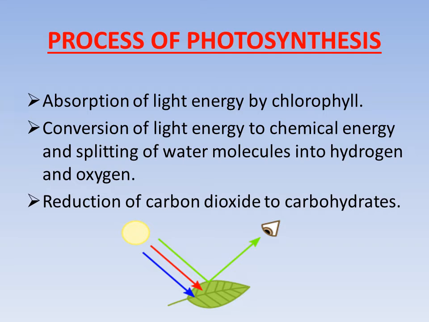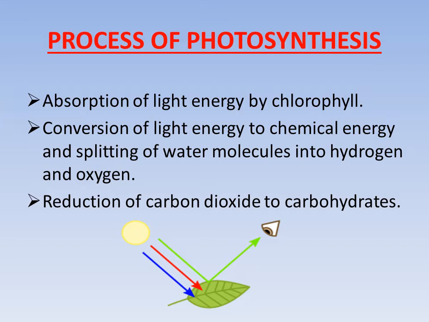Now the plant has gained the light energy into itself. Now it converts that light energy into chemical energy. Okay, so what happens next? The water molecules which were taken by the plant split, split means break, into hydrogen and oxygen.